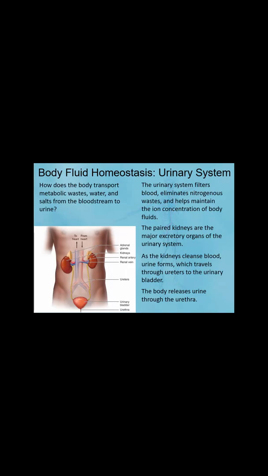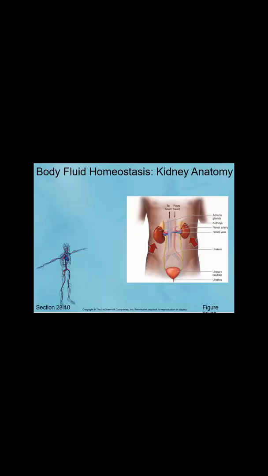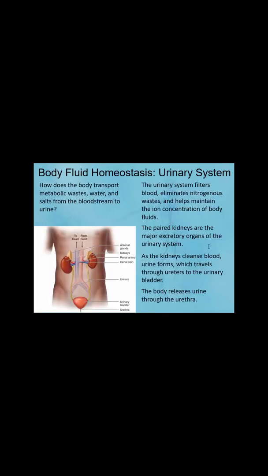In us, body fluid homeostasis is dealt with in our urinary system. The blood eliminates nitrogenous wastes and helps maintain the ion concentration of body fluids. This is done in the kidneys. Okay? So our urinary system has paired kidneys, and they're constantly filtering the blood, and they form a filtrate, and then they recapture a huge amount of the solutes in the filtrate, eventually producing urine.